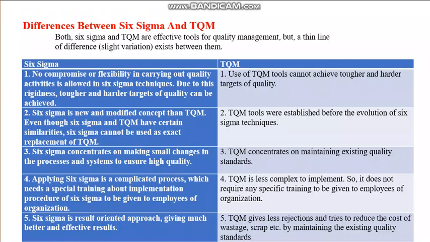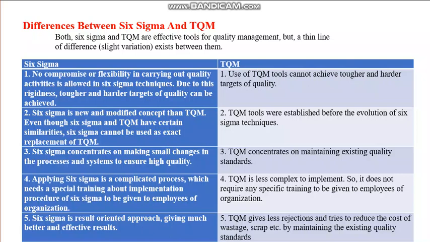Okay, due to this rigidness, tougher and harder targets of quality can be achieved. And what are they saying about TQM? Use of TQM tools cannot achieve tougher and harder targets for quality. So it is not as rigid as Six Sigma. So it cannot achieve tougher and harder targets of quality, they say.